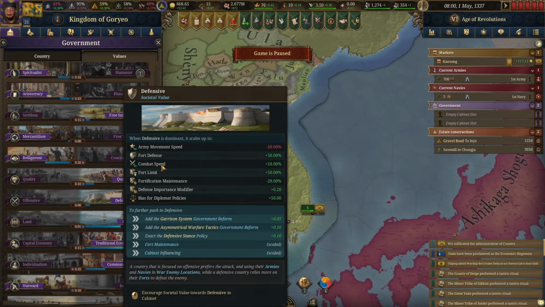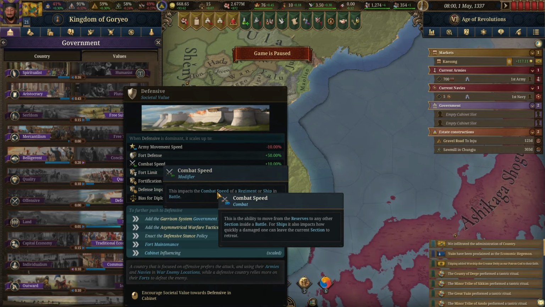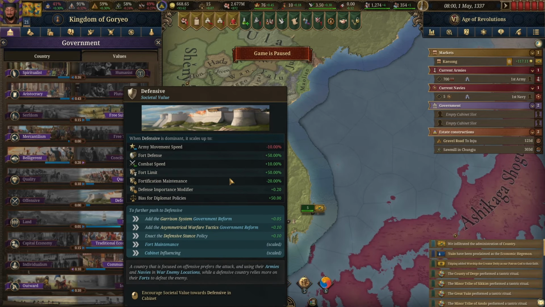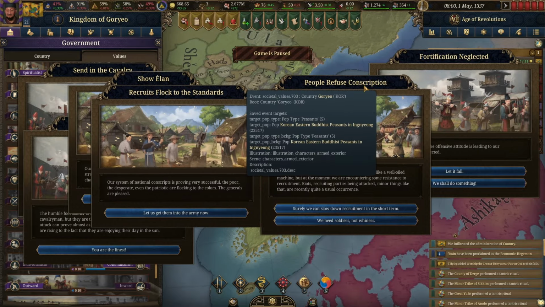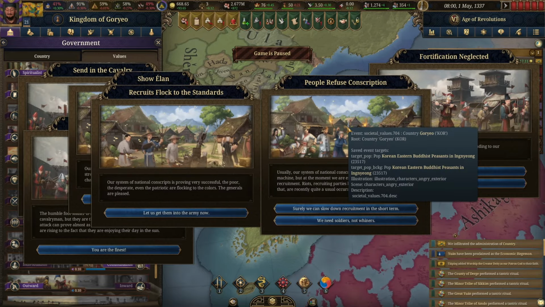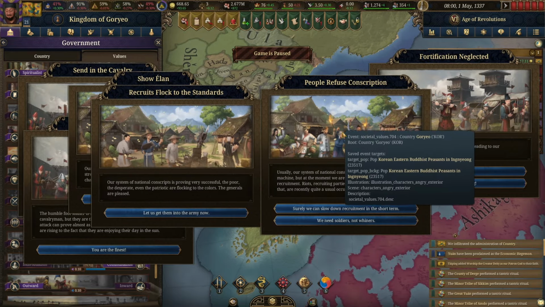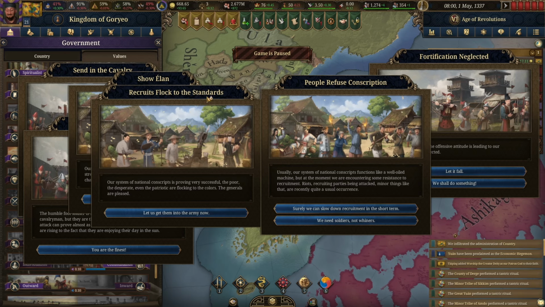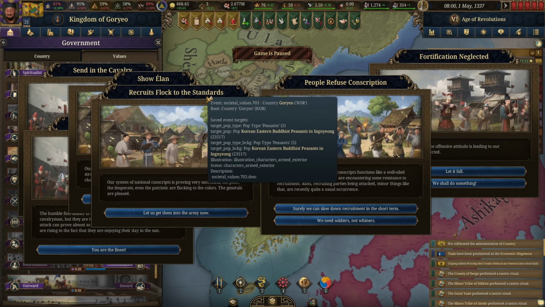This affects how fast units move from the back rows or the reserves to the front or the sections in the battle. It also affects ships. We also get a bonus to how many forts we can create before we go over our limit, as well as a decrease to the cost of maintaining forts of 20%, which is pretty great. When it comes to events, offensive has quite a few negative ones that reduce your prestige, your stability, as well as a few positive ones that increase prestige or army tradition.